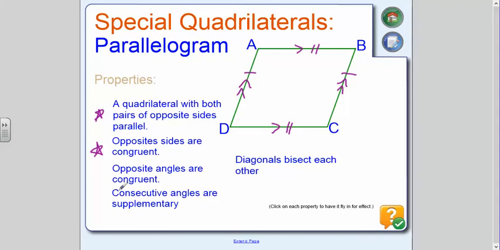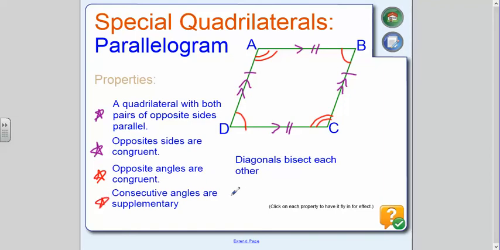Now the other thing that we know is the angles. The opposite angles are congruent. So that means that angle D and angle B are congruent, and angle C and angle A are congruent. So under angles, you're going to want to note that the opposite angles of a parallelogram are congruent, and that these consecutive angles are supplementary.